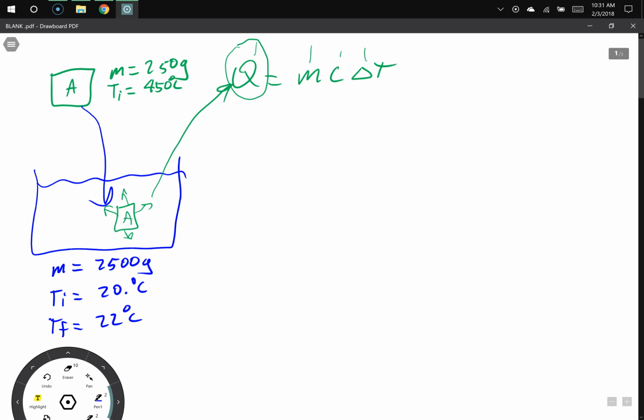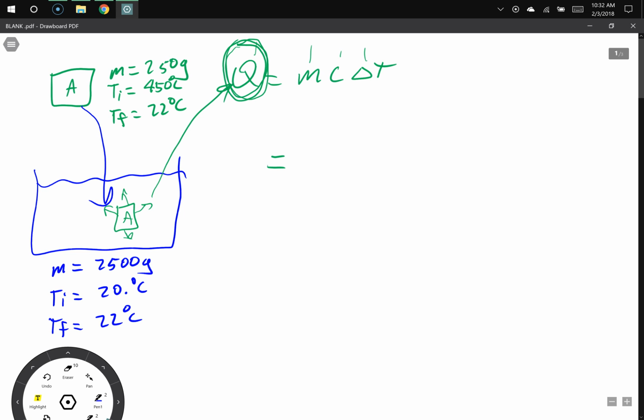So I also learned something else, because the reason that the water temp stopped going up is because the water and object A finally reached the same temperature. So then that means I know the final temperature of object A is also 22 degrees Celsius. So obviously the water temp went up and object A's temp went down considerably. Okay, so if I want to figure out what this Q value is, I could figure out what it is based off of the water.